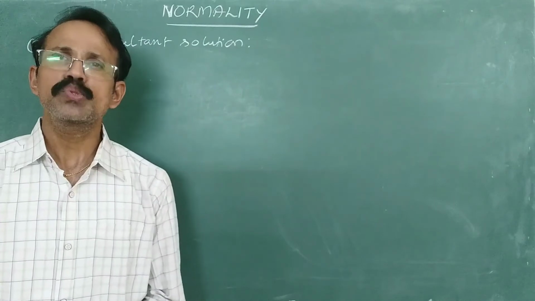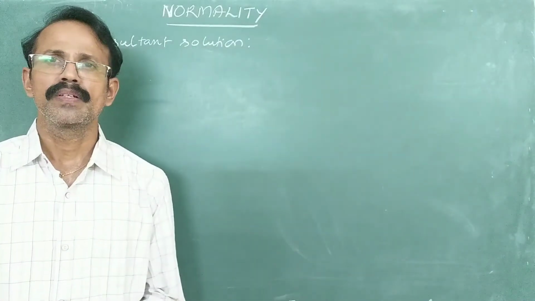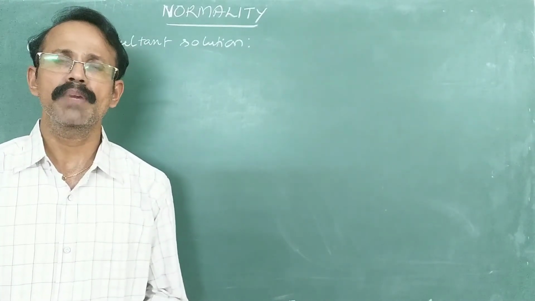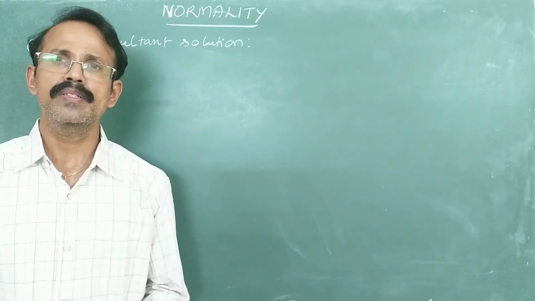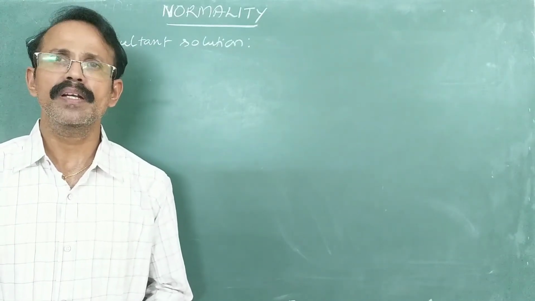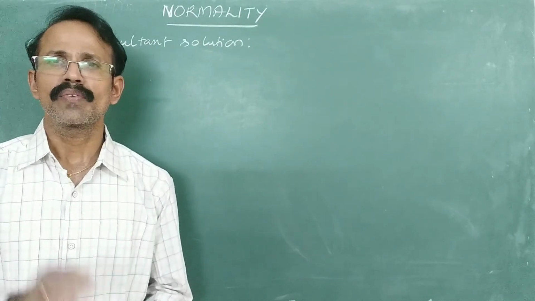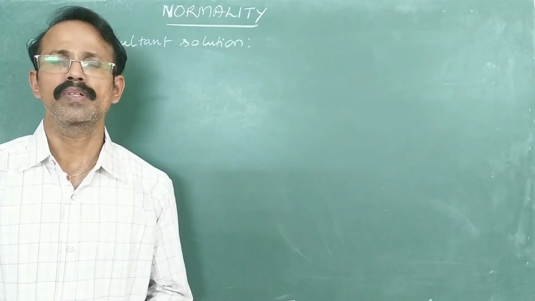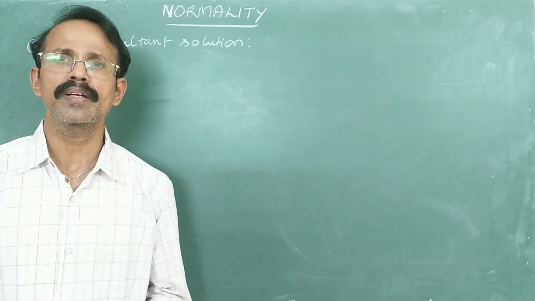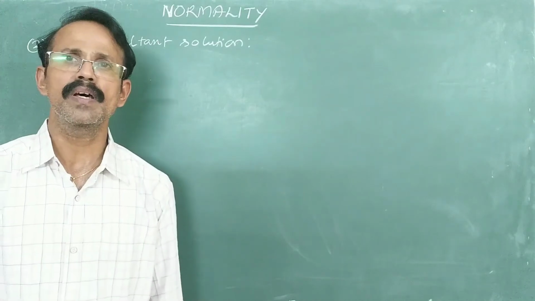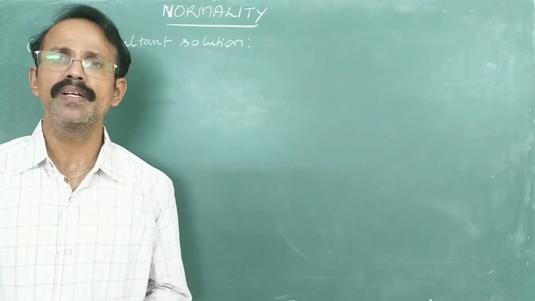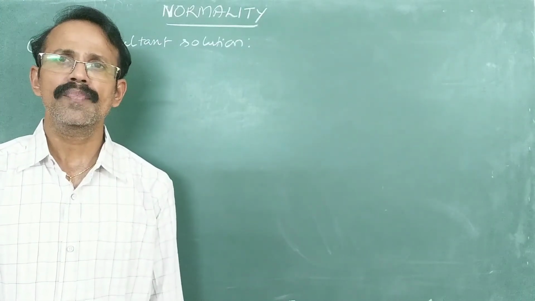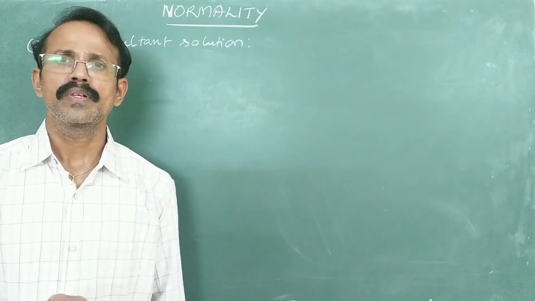Suppose two solutions with different concentrations and volumes are mixed, but of the same solute. Then what happens? The resulting solution will have different normality. So it will not have the normality of either first solution or second solution. How to find out normality of the resultant solution which is obtained by mixing two solutions with different concentrations and volumes of the same solute.